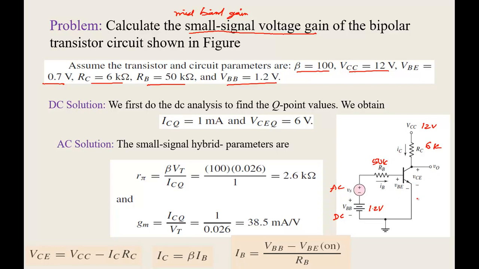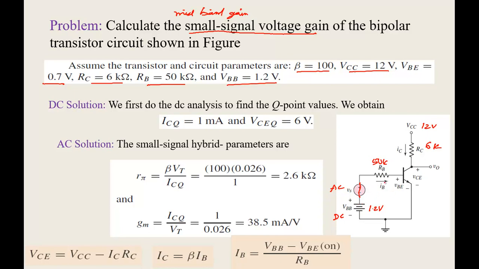RB is given as 50K. So now first you perform the DC analysis, and then you can go for the small signal AC analysis. When you do the DC analysis, you basically short the AC. No AC is available. Fine. Once that is done, you will easily know what to be done.